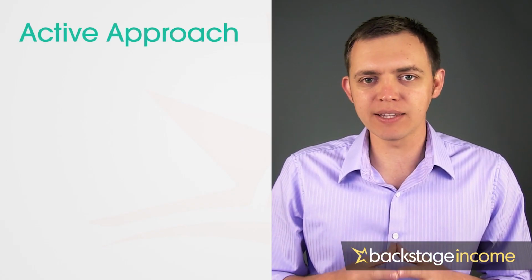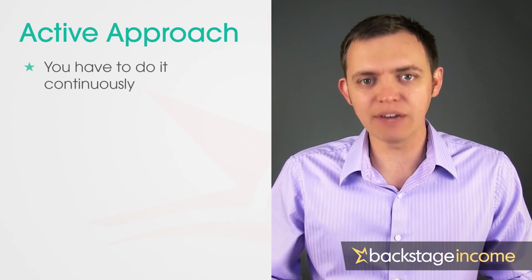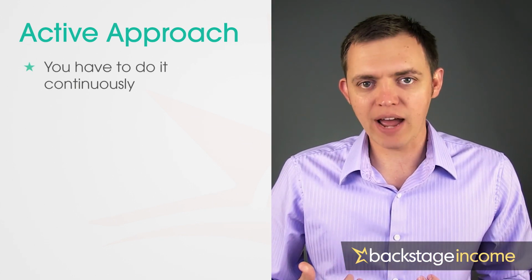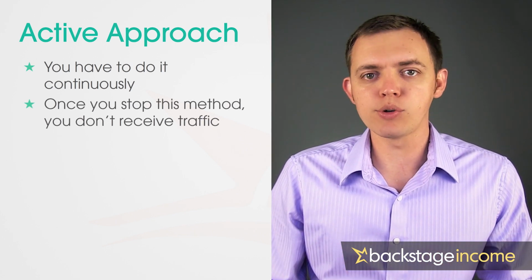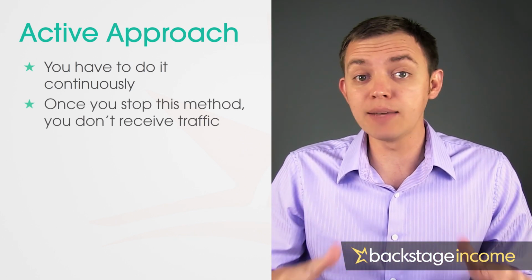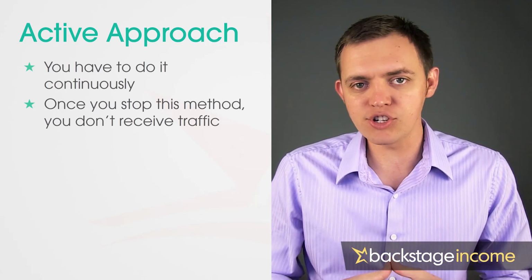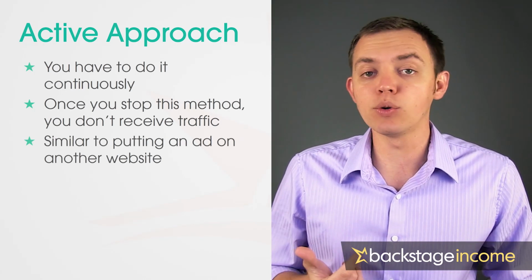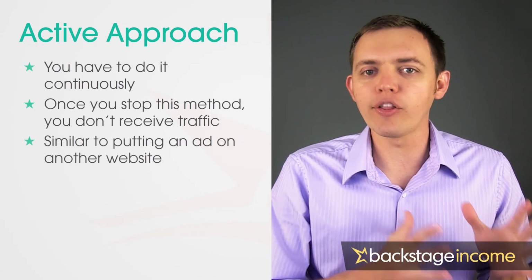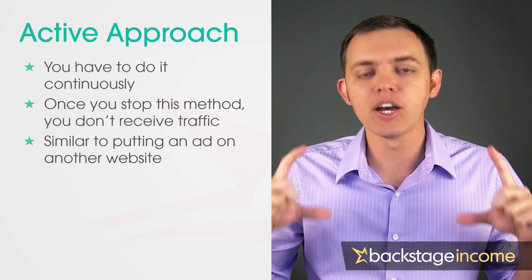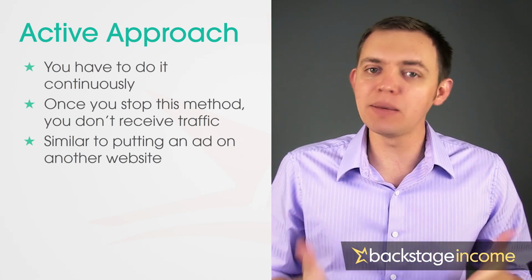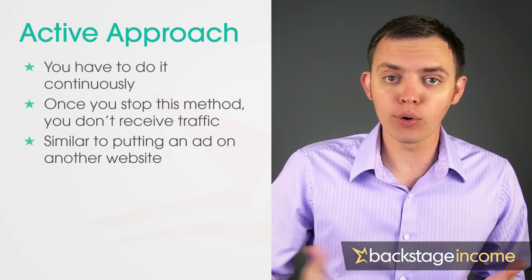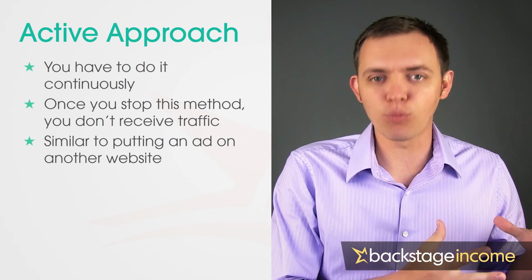First off, let's start with the active method approach. The active method approach is something that you have to do continuously. It's something you have to do time and time again to get traffic. The minute that you stop, you don't receive that much traffic anymore from that place or location. Now, this usually refers to things like placing an advertisement, like Google AdWords, or placing an ad on another website. Once you put that ad on that website, it stays there, and you may be getting some traffic from it because you're borrowing that traffic from another website and redirecting it.